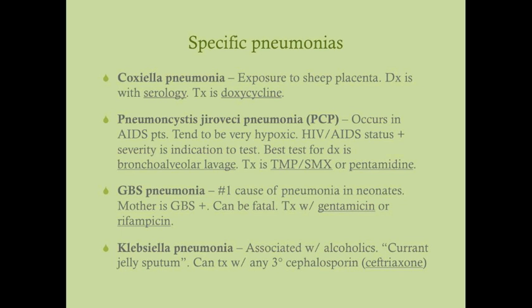And this is the reason why it's always important for the mother to be swabbed for group B strep. And if she is GBS positive, or if you don't know, if you've got an expectant mother coming in to labor and delivery and you don't have a GBS status on her, she should be getting amped up with penicillin. As I mentioned, this can be fatal for the neonates, so the risk to benefit ratio here is obvious. In the case that a neonate, so 0 to 2 months, has pneumonia, you're going to treat them with gentamicin or rifampicin. And then Klebsiella pneumonia is associated with alcoholics.